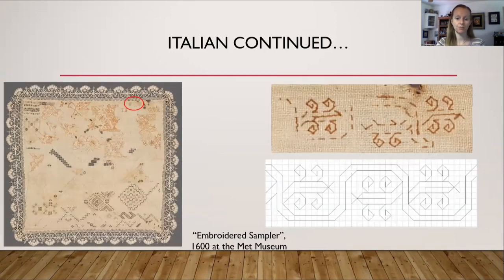This is an embroidered sampler at the Met Museum. It's from about 1600, and the pattern that I interpreted on this page is inside the red circle. It's near the top right-hand side of the sampler, and I've enhanced the embroidery on the top right of the page. This is an example where you can see some of the stitches are missing, but because it's counted stitch, you can count the threads where they're missing and fill in the line and create the pattern, which I've interpreted and created below.